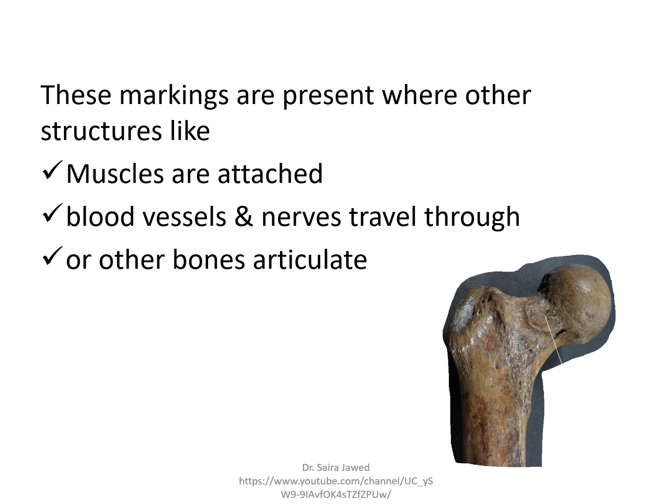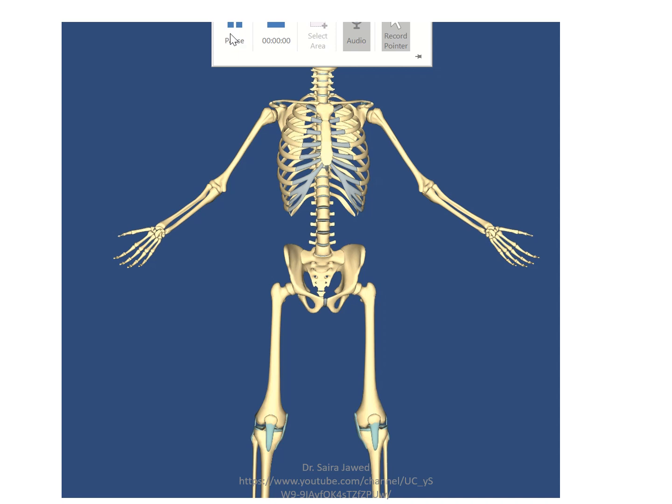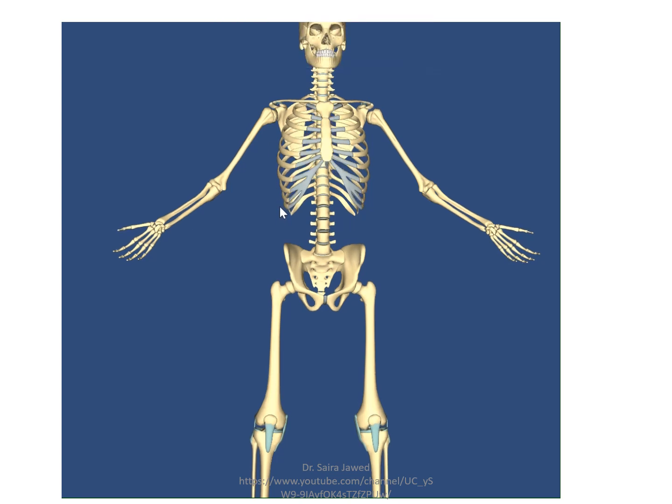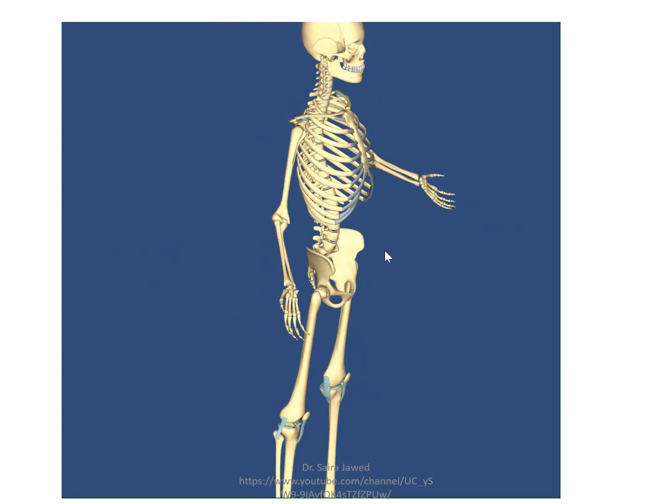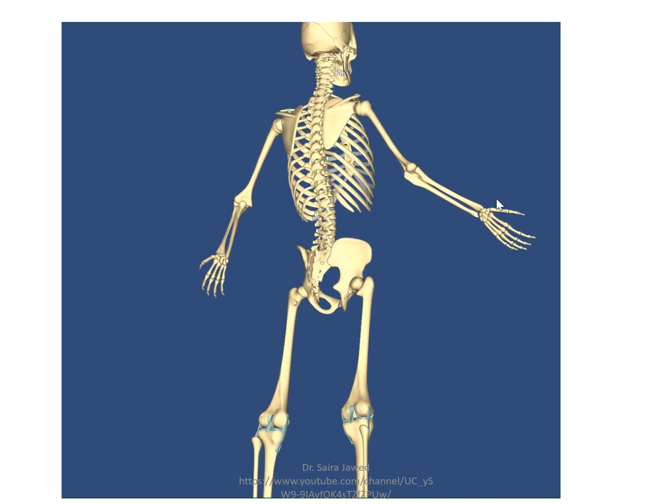There are certain impressions on the bone because of the joining together of one bone to the other bone. This is known as articulation of the bone. As you can see here, there are several bones in the human body, and the bones are in different regions of the body.